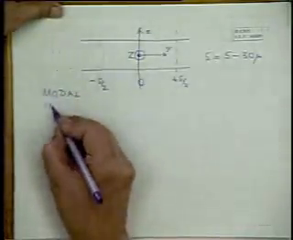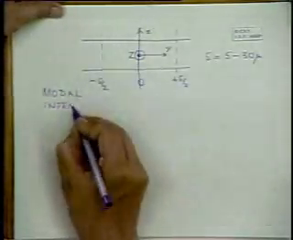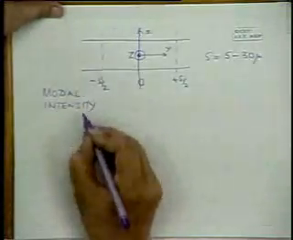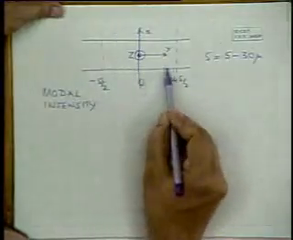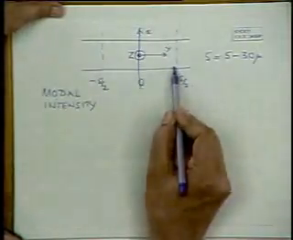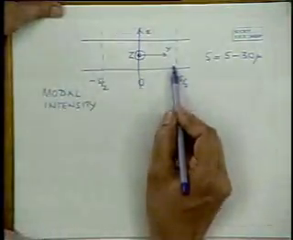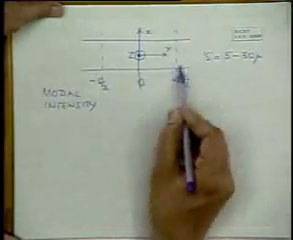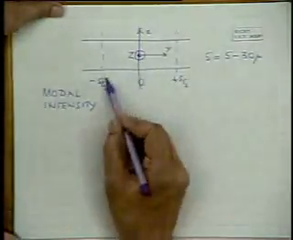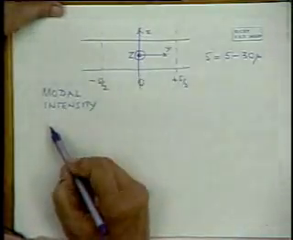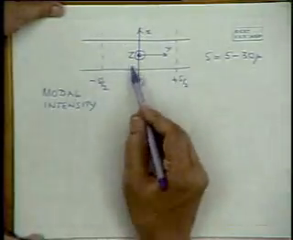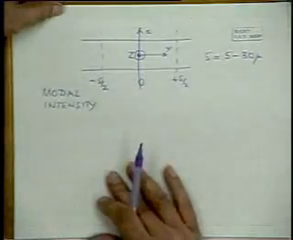modal intensity. Okay, what is the intensity? How does the intensity vary across Y? Is it Gaussian? What is the distribution? How does the intensity of the light vary with Y? And what are the conditions that give you single mode operation?